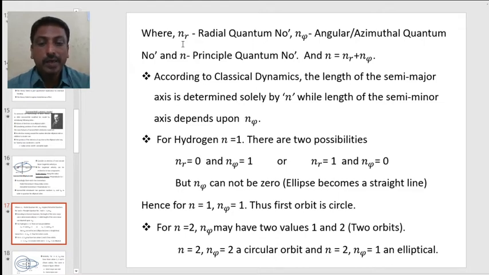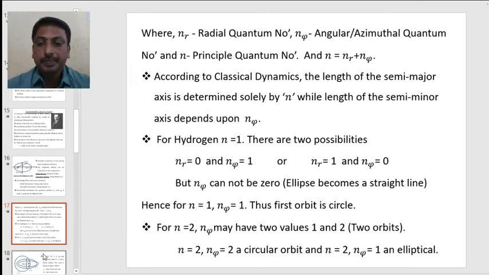In case of hydrogen, the principal quantum number n is equal to 1. Then there are two possibilities. The value of nr may be equal to 0 and nφ may be equal to 1, or nr may be equal to 1 and nφ may be equal to 0. But in case of the second possibility, I cannot take nφ to be equal to 0 because the whole ellipse becomes a straight line. Hence, I have to consider nr equal to 0 and nφ equal to 1. Hence, for n equal to 1, hydrogen, nφ must be equal to 1. Thus, we are going to get the first orbit as a circle.